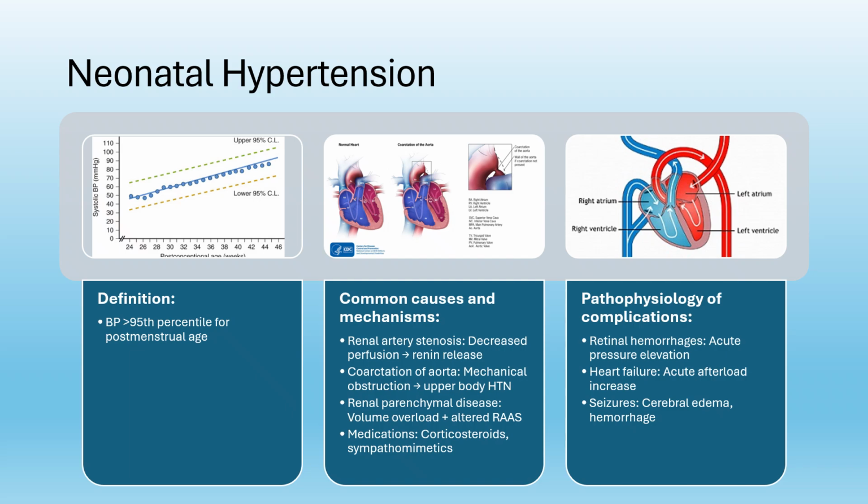Medication-induced hypertension operates through various mechanisms. Corticosteroids enhance sodium retention and increase vascular sensitivity to catecholamines. Sympathomimetic agents directly stimulate alpha and beta receptors, increasing cardiac output and systemic vascular resistance.